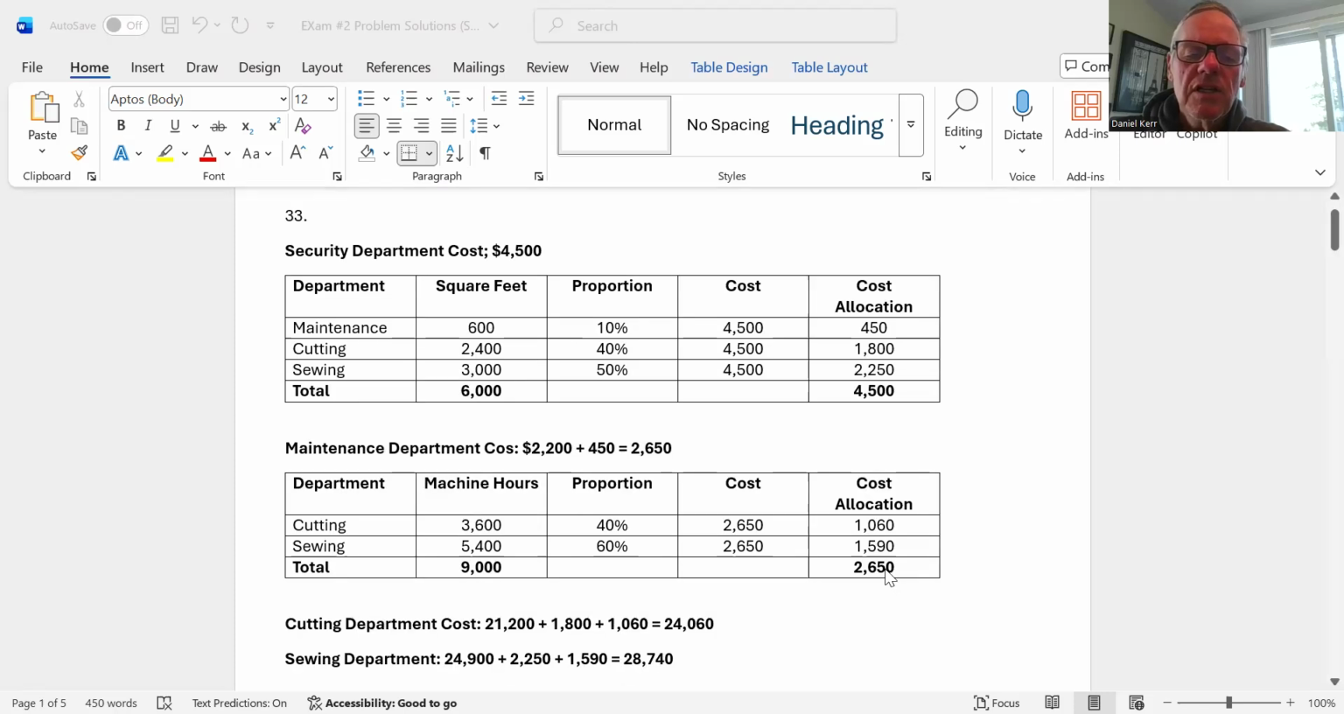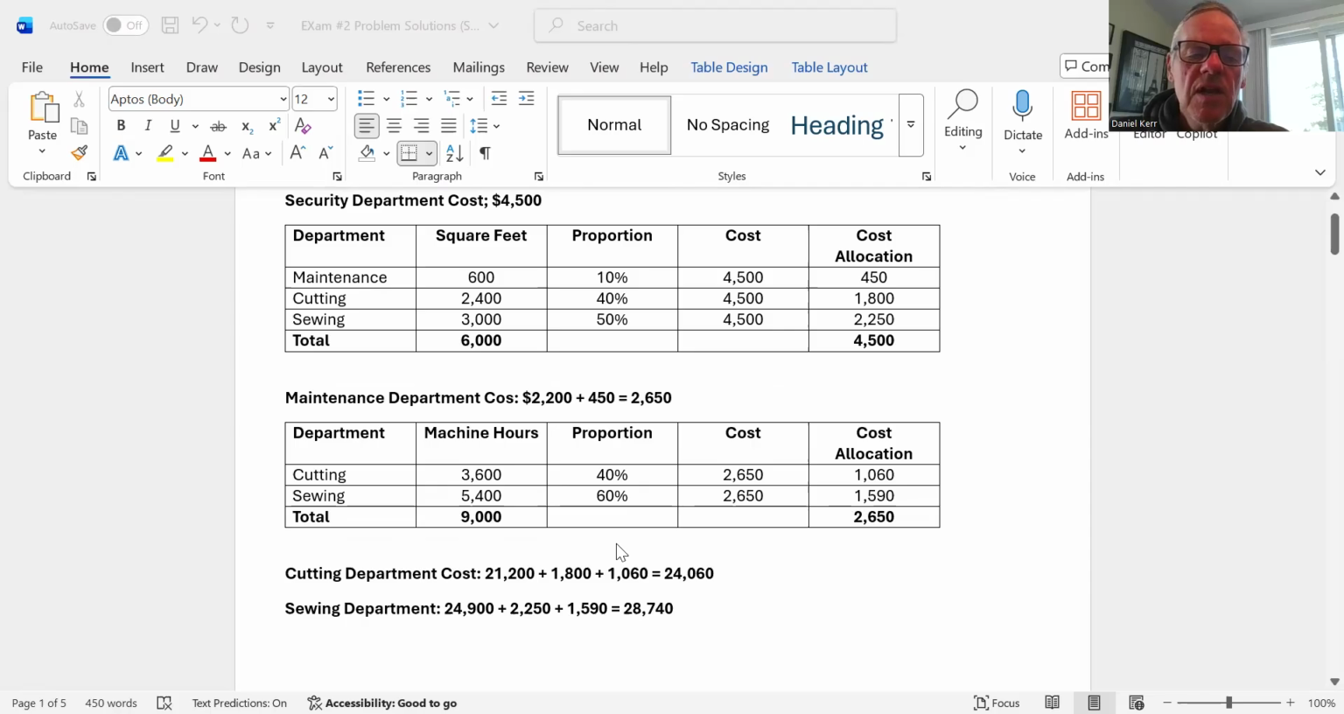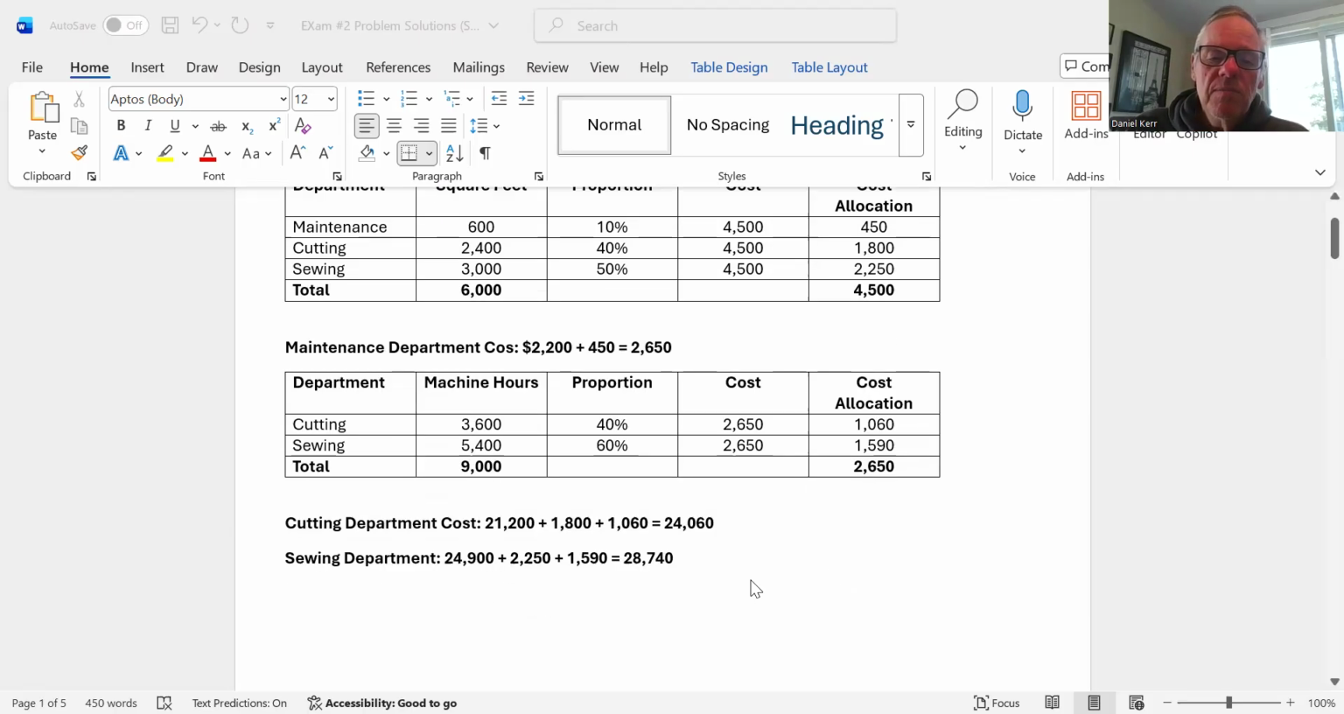So then when it comes to the total cost of the cutting department, it is what you had originally, plus your share of security, plus your share of maintenance, which gives you 24,060. And for the sewing department, it was 24,900. Their share of security was 2,250, and their share of maintenance was 1,590, giving you a total of 28,740.